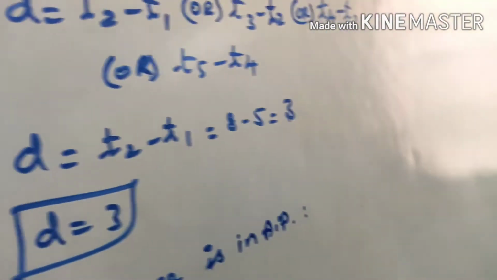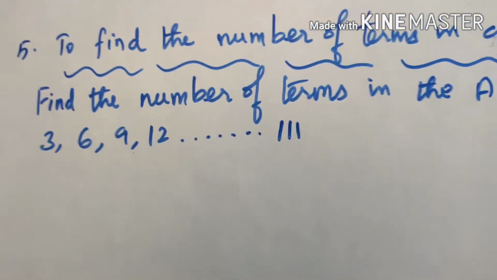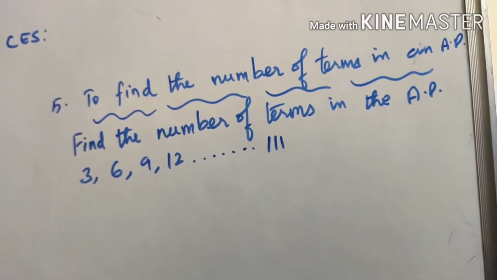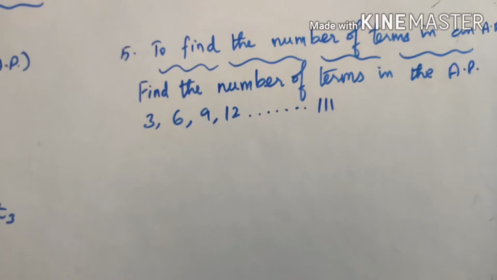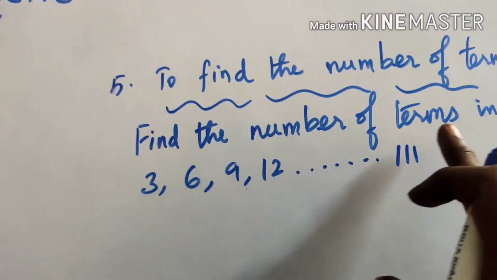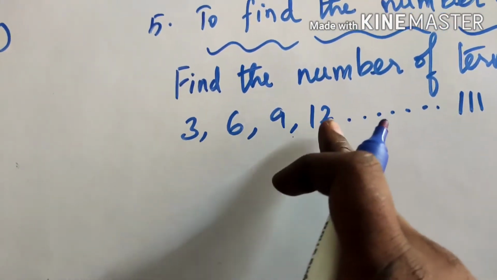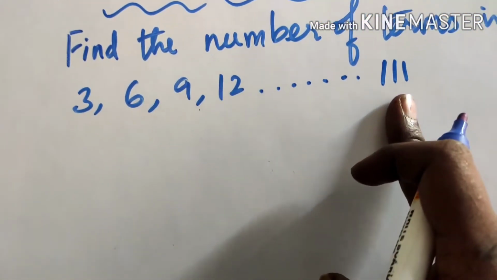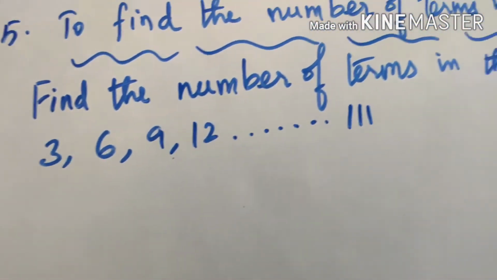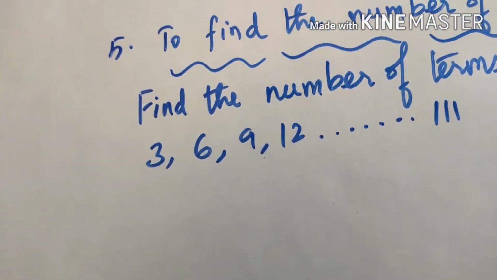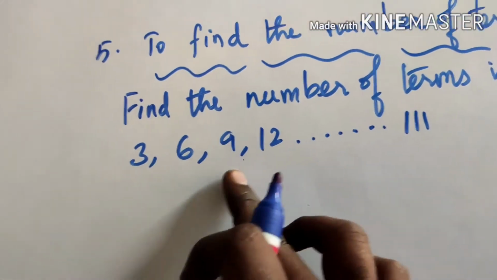Next, we are moving to how to find the number of terms in an AP. See here, find the number of terms in the AP. This is the AP they have given: 3, 6, 9, 12 till 111. So till this 111, how many numbers are there? It is difficult; we would have to count and see how many numbers.